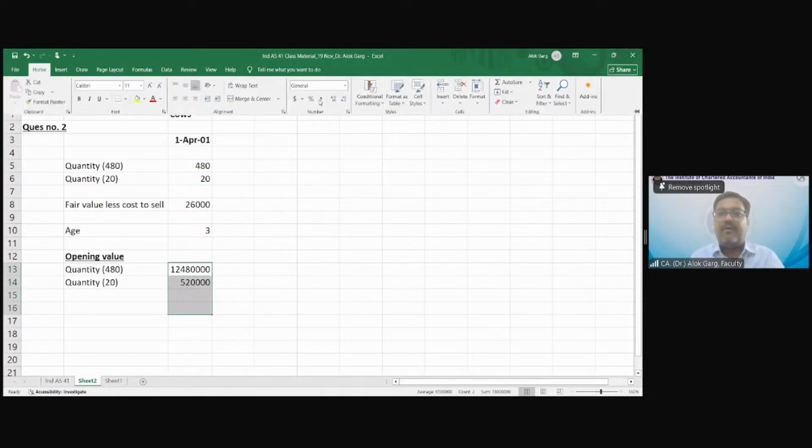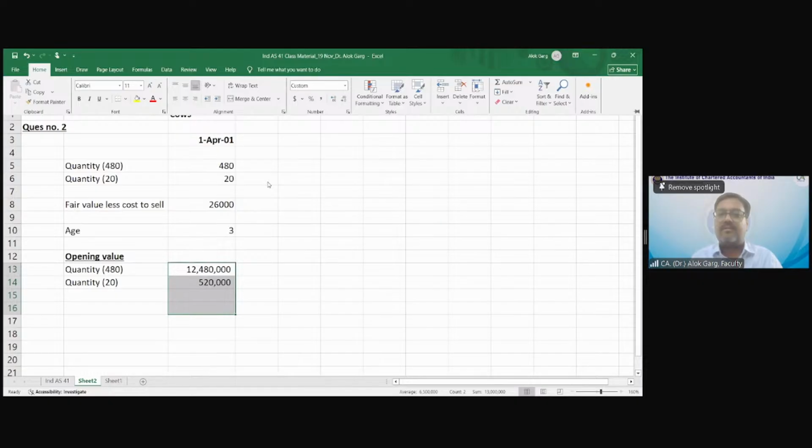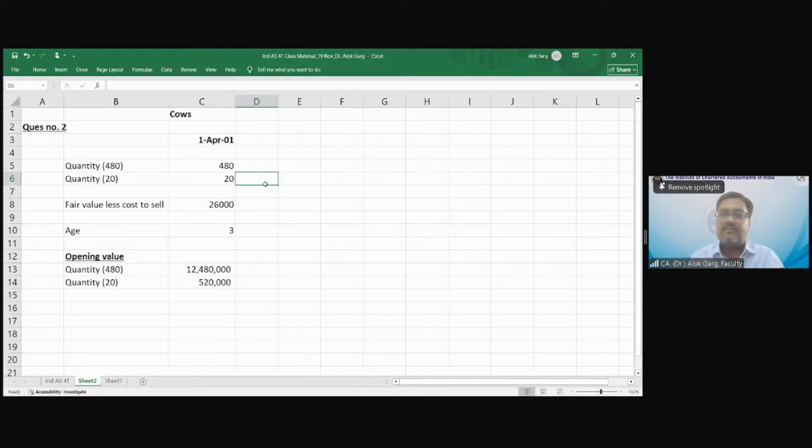Please help me if I am doing the right calculation. Is my calculation right so far? Is this calculation right? Yes or no? Is the calculation fine?